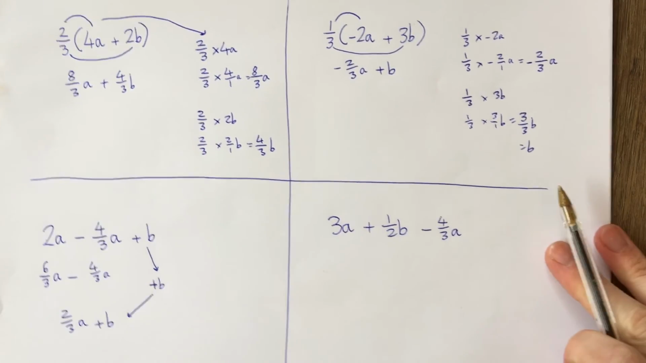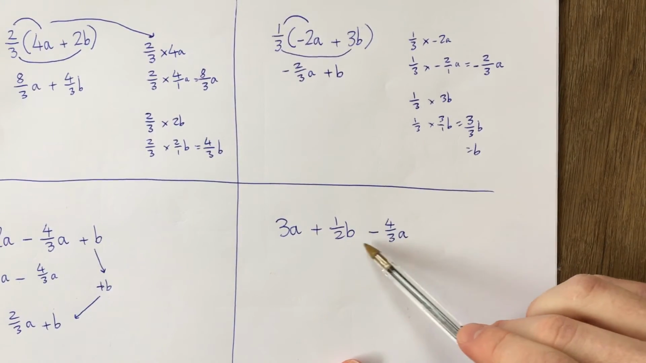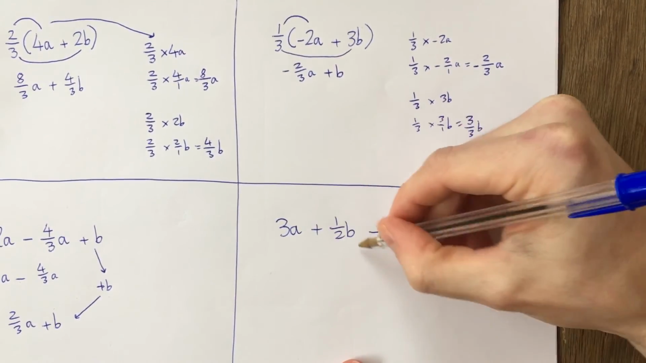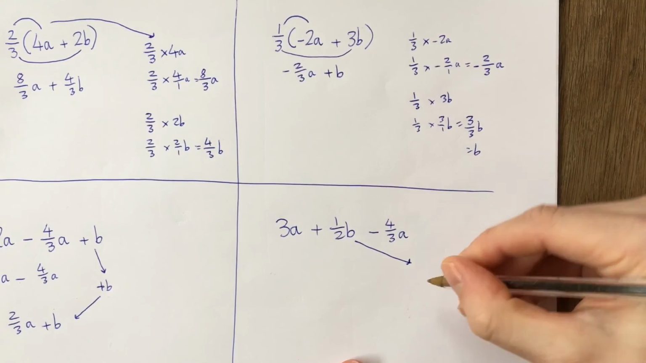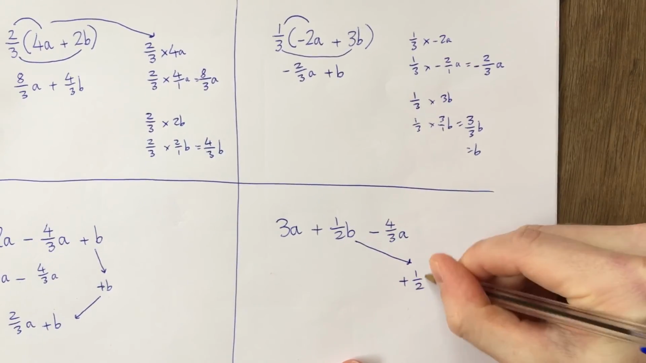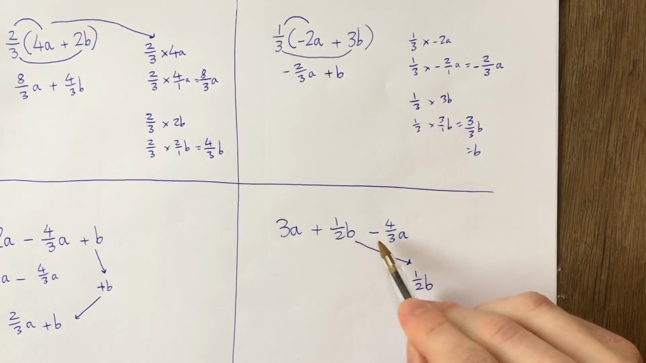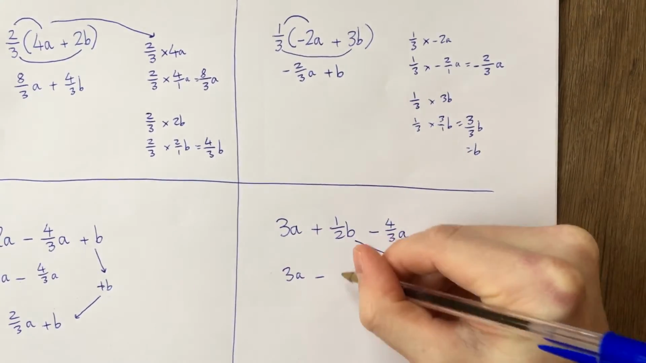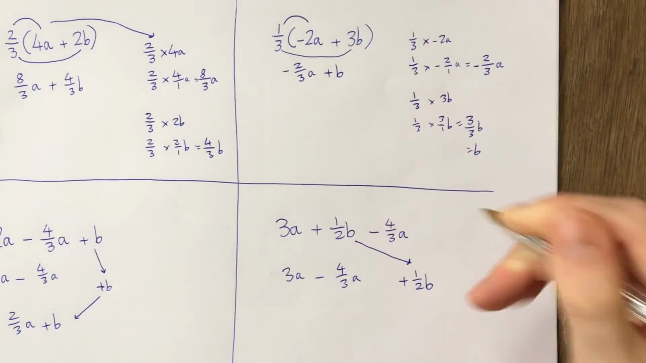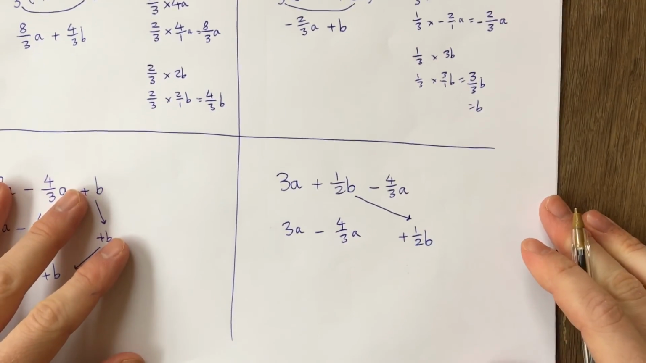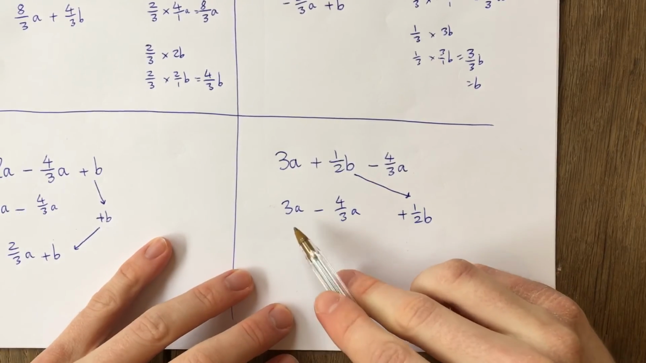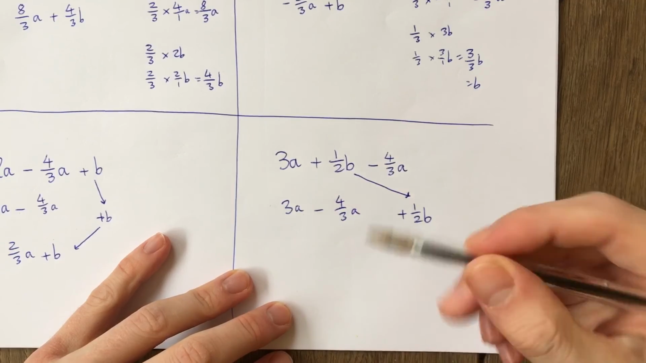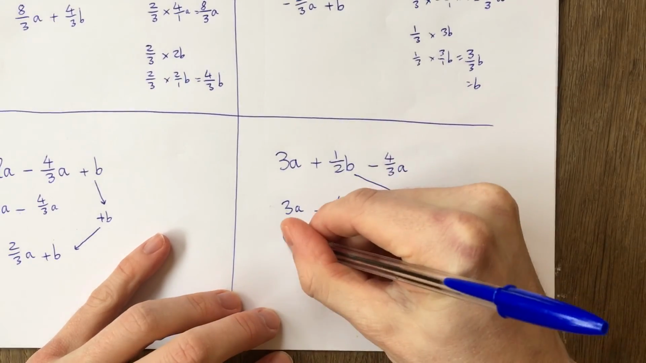And lastly here, we've got 3a plus half b minus 4 over 3a. Now again, we've got two like terms of a here. The b, that's by itself, so we're just going to put plus half b. Right, 3a minus 4 over 3a. I'm going to write this down here. 3a minus 4 over 3a. Right, as you know, we can only really do this if we have the same denominator. So that's over 3, so that one must be over 3 as well. So we think what over 3 equals 3. So 9 over 3a.